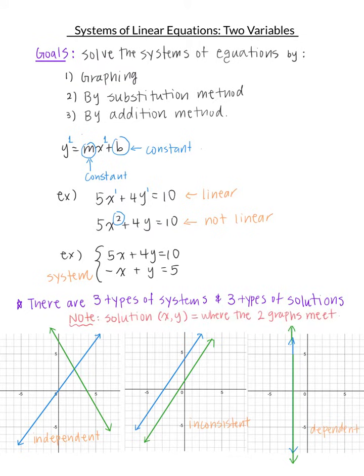Now let's go over the 3 kinds of solutions that we're going to get. Please note that a solution is where the 2 graphs meet. For the first case, our solution is just 1 point. So this looks like, what is that, 2, 3? The second kind is this. Look at the second system here. Do they ever intersect? No, so that means there are no solutions here. An inconsistent system does not have any solution. So I'm just going to write it as no solution.